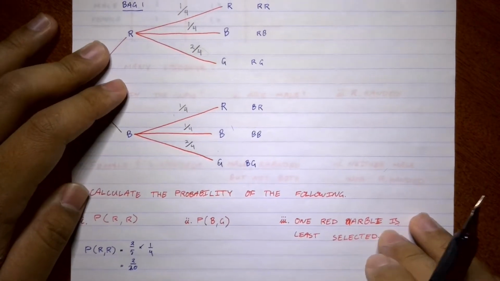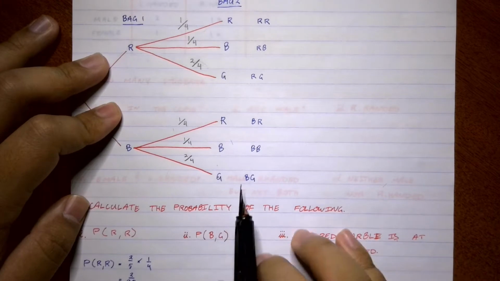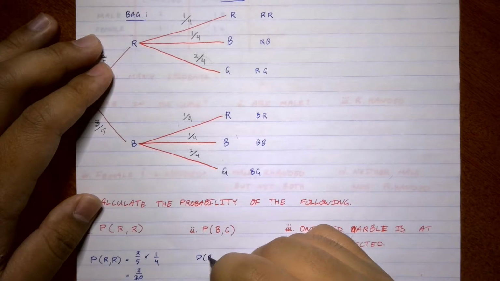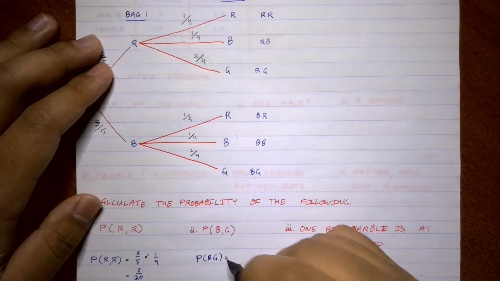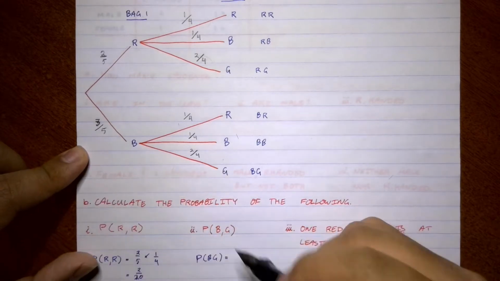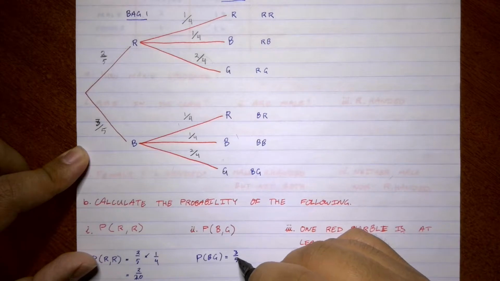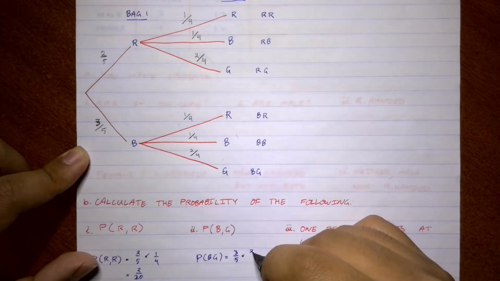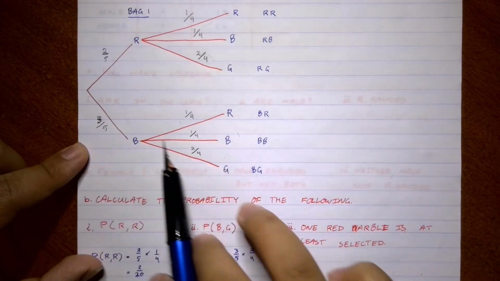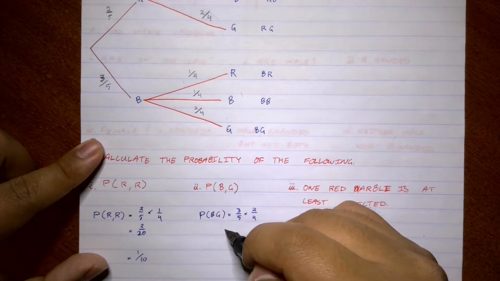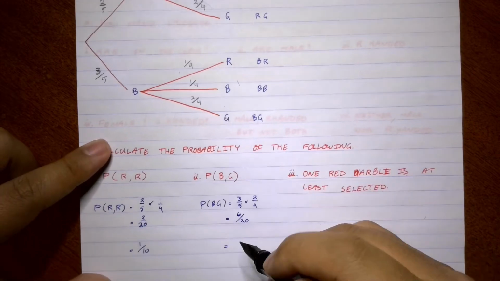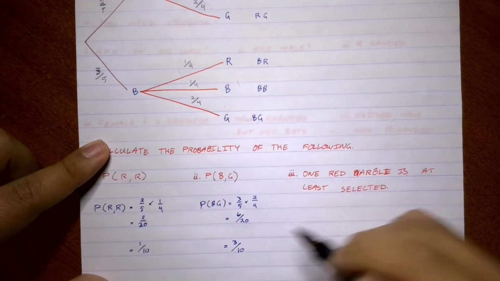So the probability of blue, green can be given as, remember, multiplying the branches it took to get there. So that's 3 in 5 times 2 in 4. Multiplying the branches it took to get there, that's a total of 6 in 20, which we can simplify to 3 in 10.